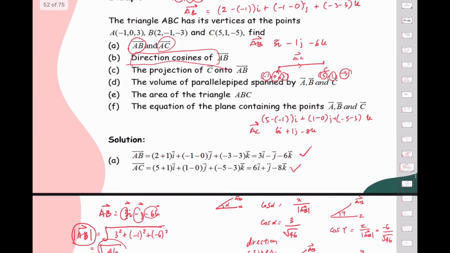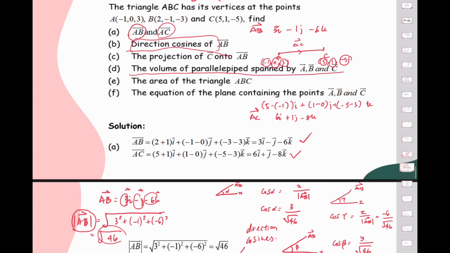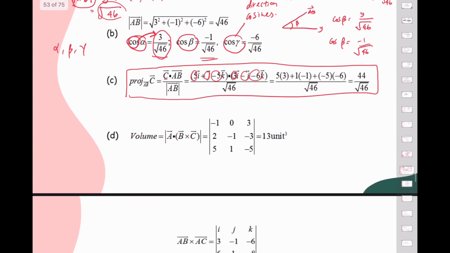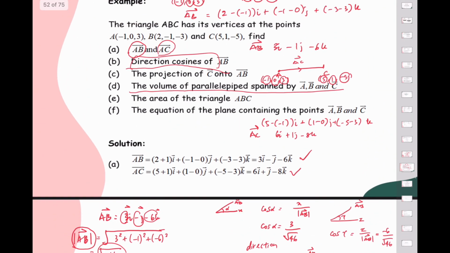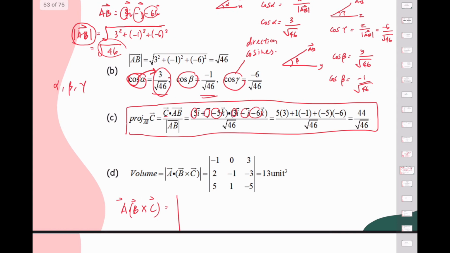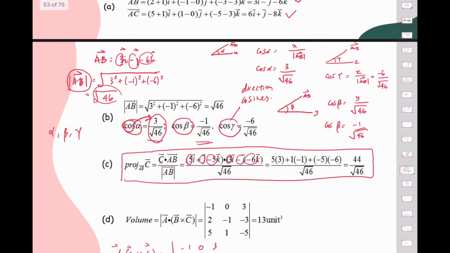Okay, and then you have been asked to find the volume of the parallelepiped by A, B, and C. So we know that to find the volume of a parallelepiped is by finding A dot B cross C. Okay, and you know that this one can be found by finding the determinant of elements A, B, and C. So now we have our A equal to -1, 0, 3. Our B is equal to 2, -1, 3.